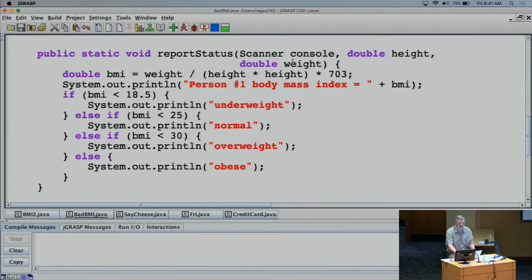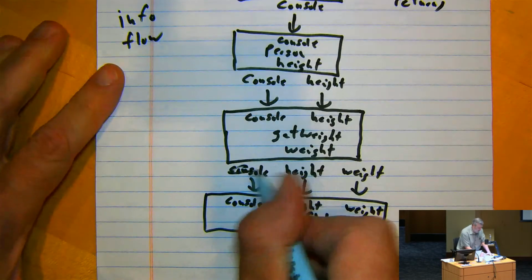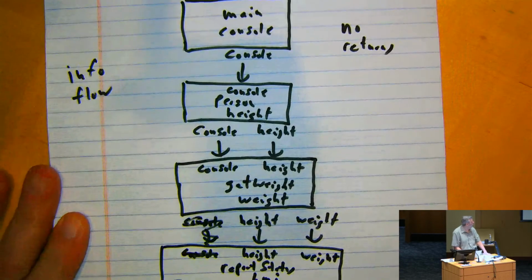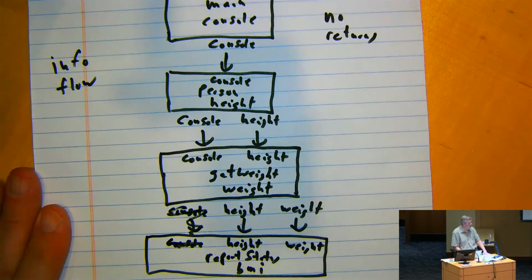That's not very good. Let me switch back over to the document camera and let me talk a little bit more about the chaining idea. So one of the errors we'd say here is that we shouldn't have passed that console scanner in. So, if we were wanting to make it better, we would have just been passing in the height and the weight. But there's much bigger problems here.